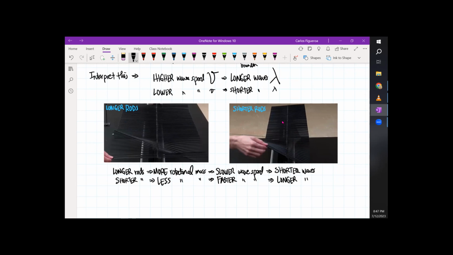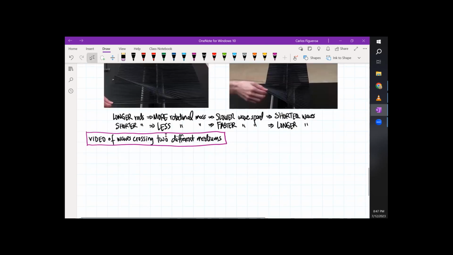Okay, so now let's look at the video of waves crossing two different mediums. Now, I've hacked this video, so I downloaded it and I edited it and I took his words out. So I'm going to silence him, but I want to definitely show you this because I think it's a great video. So I'm going to be talking through the video and stopping it quite a bit.